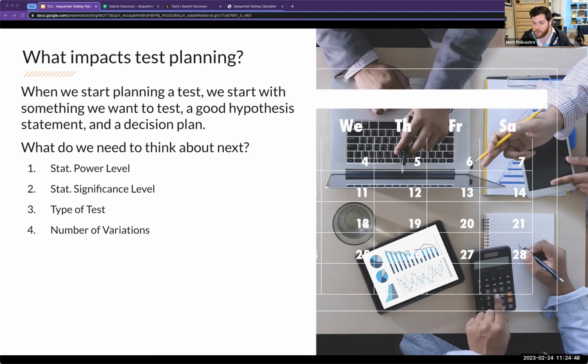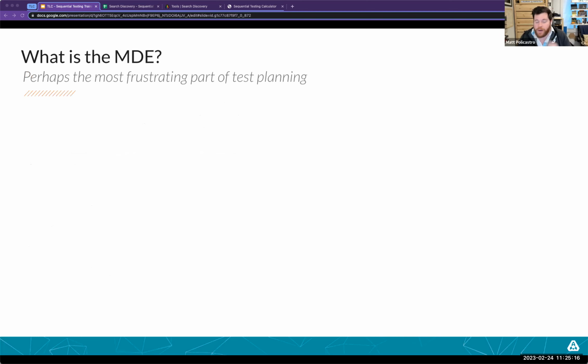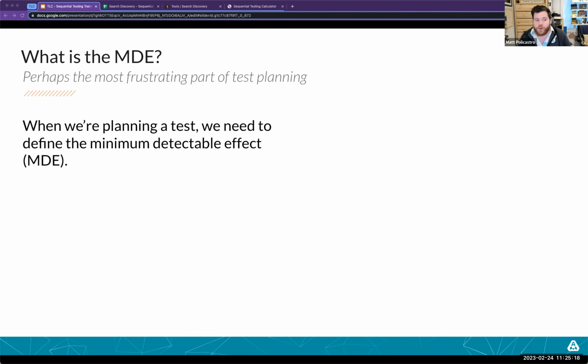The number of variations. Are we testing one challenger? Are we testing multiple challengers against our control? All of these things fit together. Traffic volume, of course. The conversion rate for the primary KPI. All of these things fit together, and they are many, many levers on the same experimental design box that, when you pull one, three of them are going to shift around in ways that you wouldn't necessarily expect. And that's just the nature of doing experimental design. But the last thing that we need to consider is the MDE. And what is the MDE? It is perhaps the most frustrating part of test planning, which is that it is the minimum detectable effect.